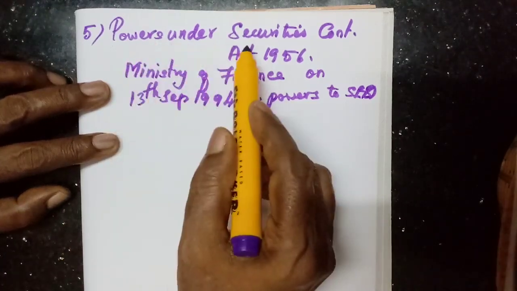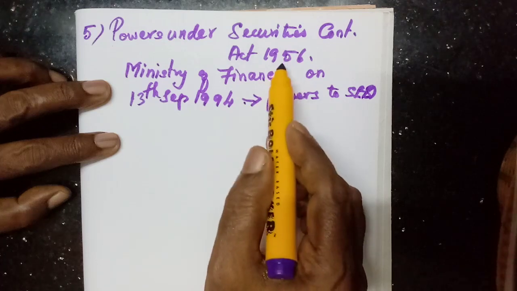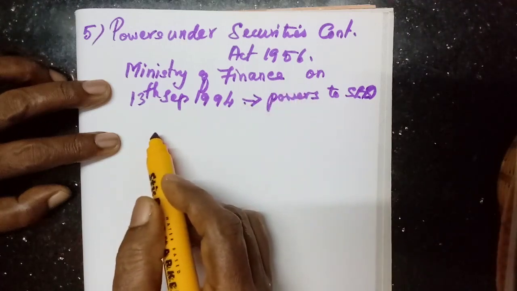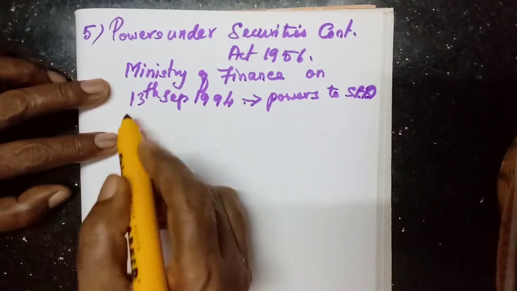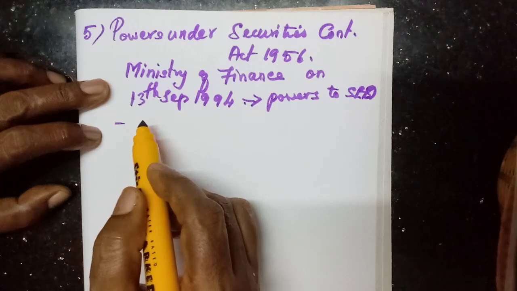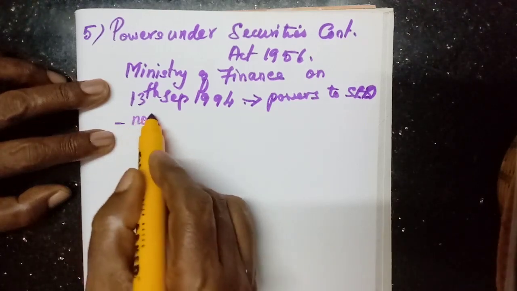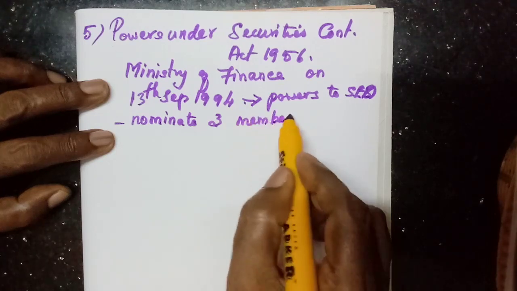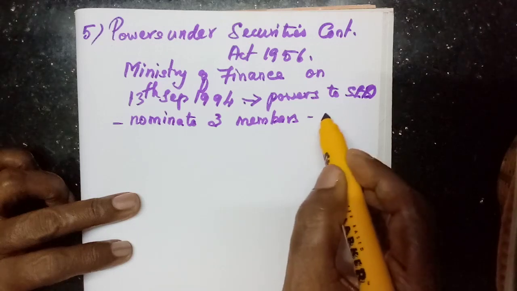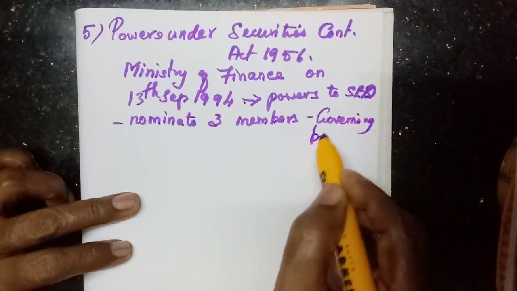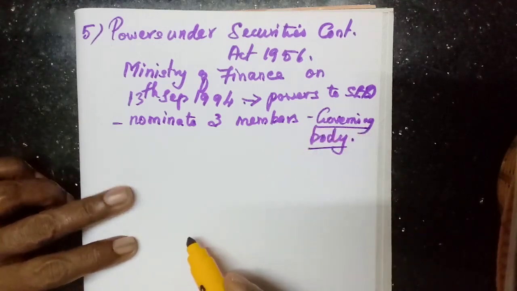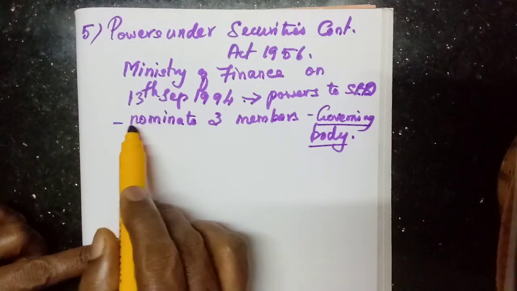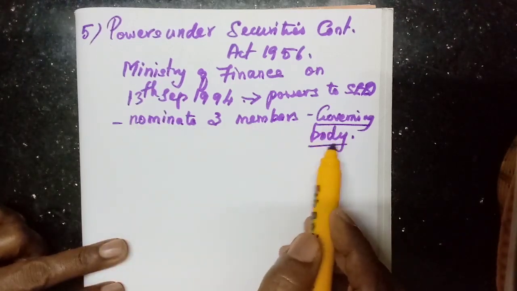And as per this act, the Securities Contracts Regulation Act 1956, what is the right it is giving? What is it empowered to do? SEBI is also empowered by the ministry to nominate three members in the governing body of every stock exchange. That means the management. So, it can nominate three members. Understood? So, SEBI has got that power to nominate three members in the governing body of the stock exchange.